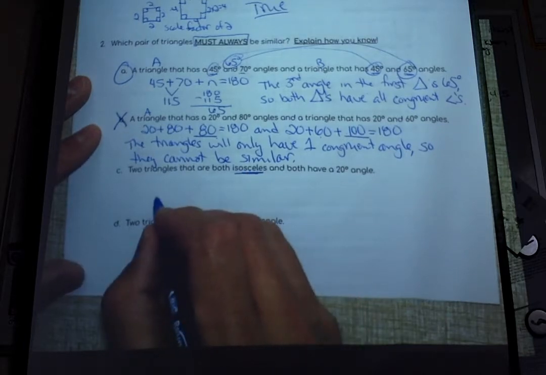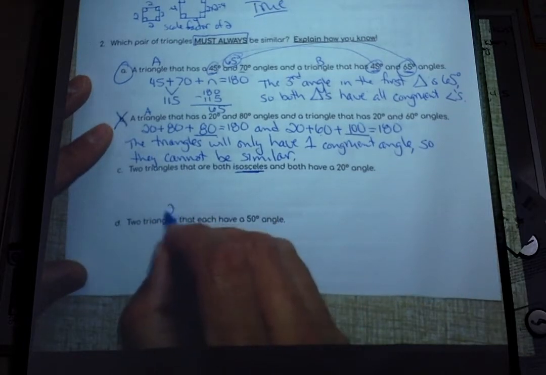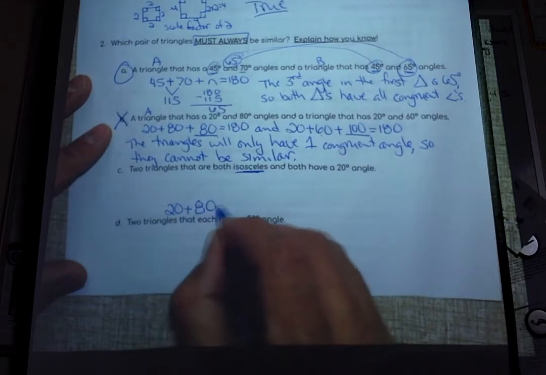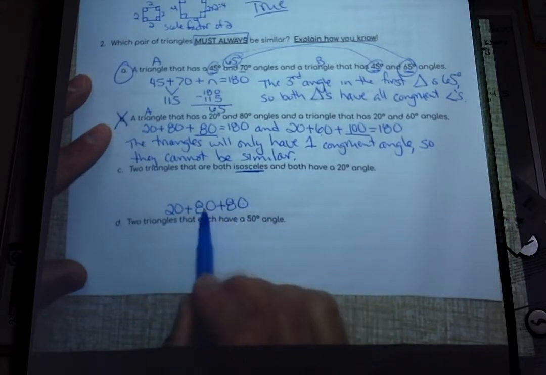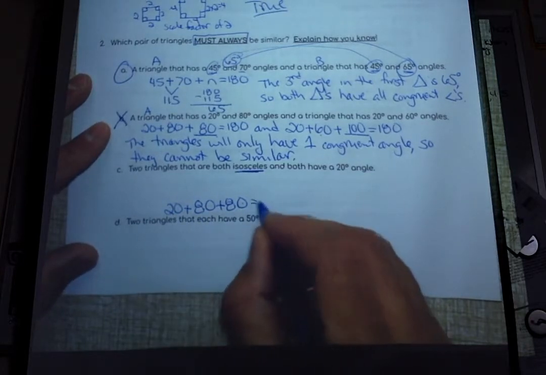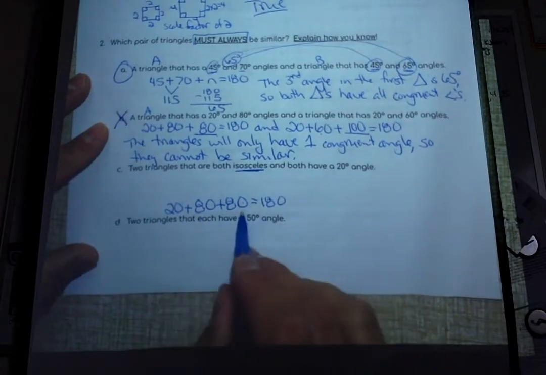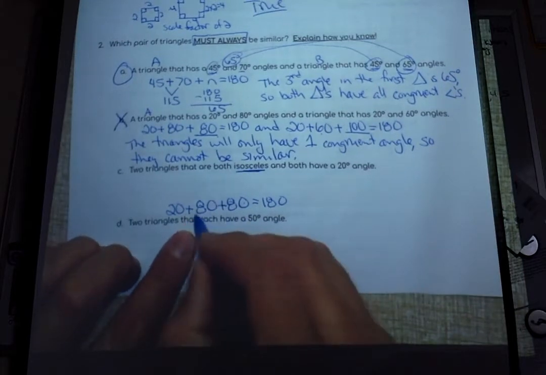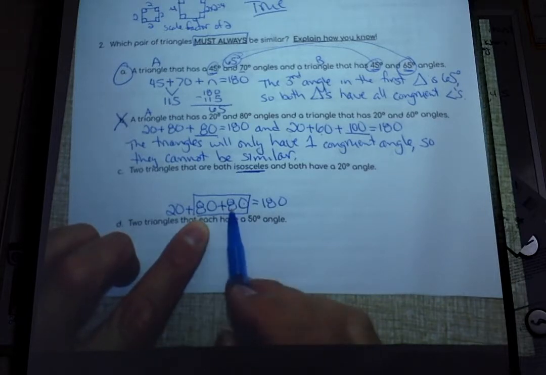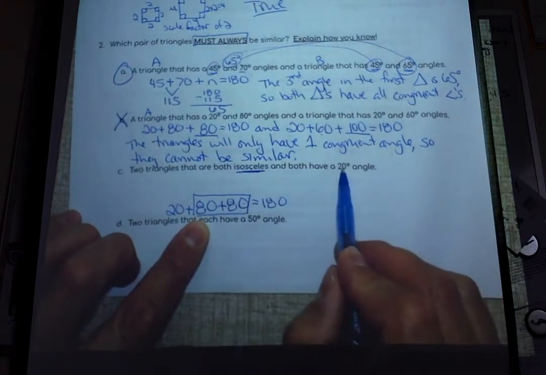If we had a 20 degree angle plus an 80 degree angle plus an 80 degree angle, 80 and 80 is 160, plus 20 more is 180. So this would be 180. That's our first triangle. We have isosceles because we have two angles here that are congruent. This shows that they're isosceles, and one of the angles has to be 20.